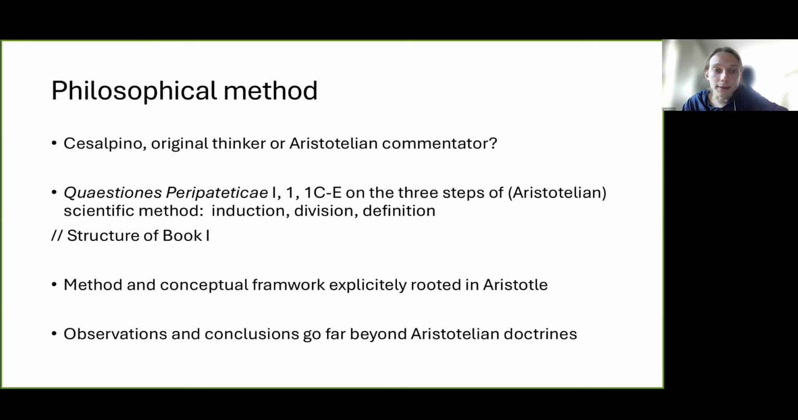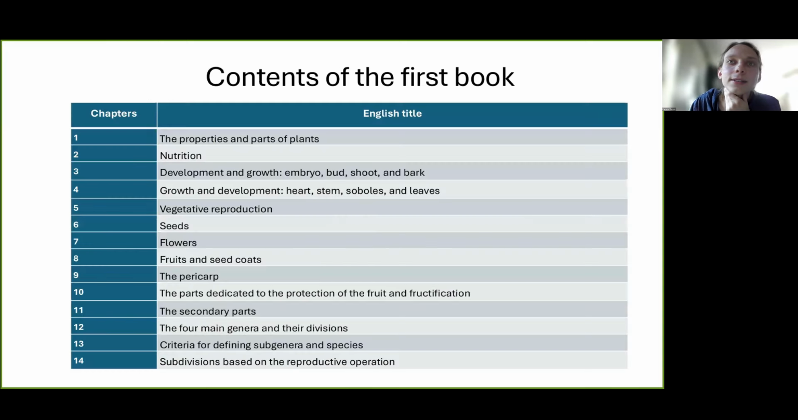Such a general project sheds some light on the seemingly chaotic structure of book one. So, this list of chapters. Indeed, the first 11 chapters are a thorough general characterization of plants on the basis of very cautious observation. So that's for the induction part. And then chapters 12 to 14 use all this discussion to propose a division of all plants into four great genera and a method to define each species in relation to universal criteria.